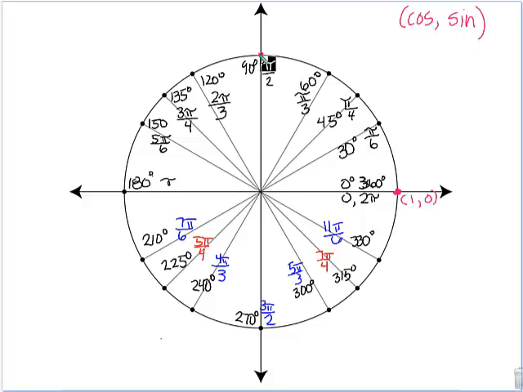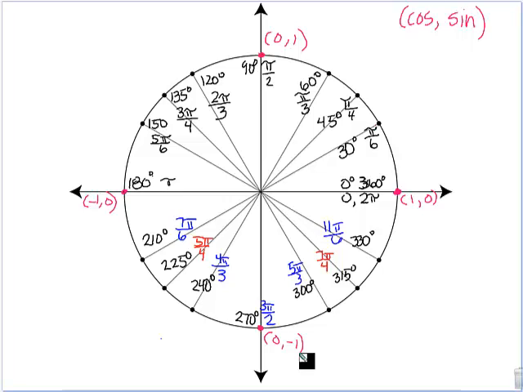So what point would this be up here at 90 degrees? (0, 1). What would the point at 180 be? (-1, 0). And what would be the point at 270? (0, -1).